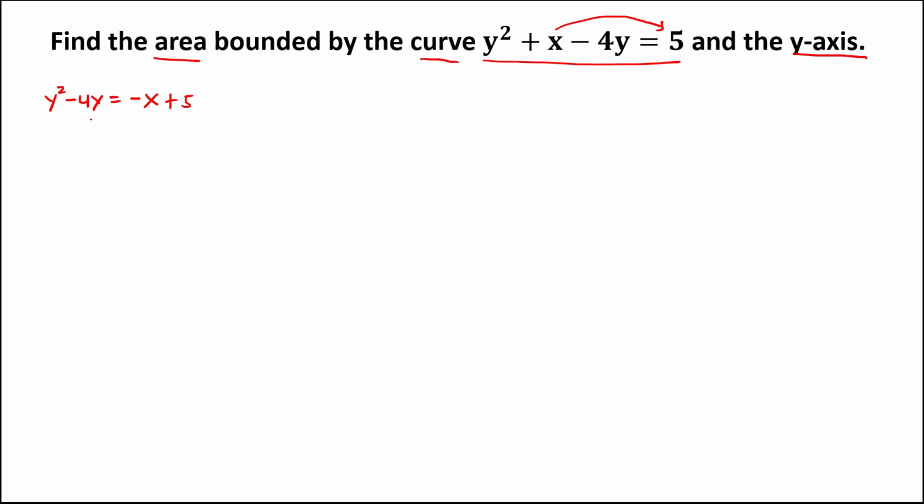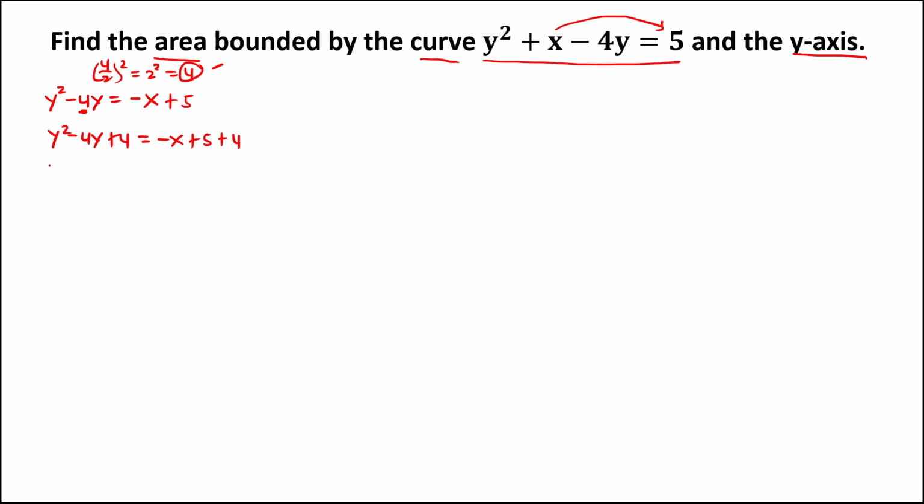Then do completing the square for y. Just take this number 4, divide it by 2, then raise to the power 2. So 4 divided by 2 is 2, then 2 squared is 4. Then we need to add this number. So we have y squared minus 4y plus 4 equals negative x plus 5, also plus 4 on the right side.